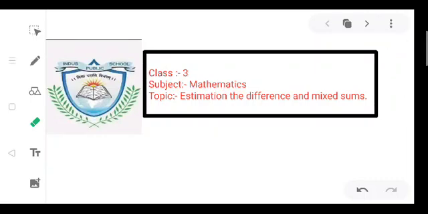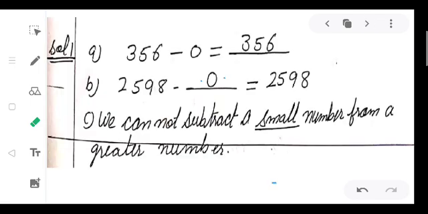Today I am going to teach you estimating the difference, exercise 3D. Question 1 in front of you, this is fill up.